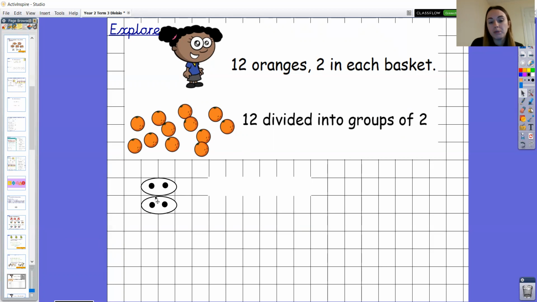So we've got 1 group of 2, 2 groups of 2. I'm going to count in my 2s just to check the amount that I've got so far, as I've given you a helping hand here and started off. So 2, 4. Only started to group 4 oranges, but there are 12 oranges that need dividing into groups of 2. So I wonder if you can pause the video here and carry on by drawing groups of 2 to find out how many groups there are.